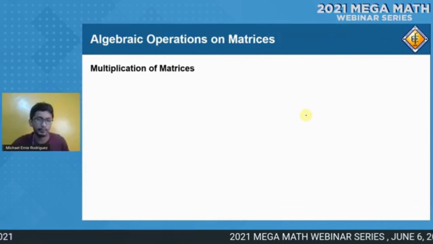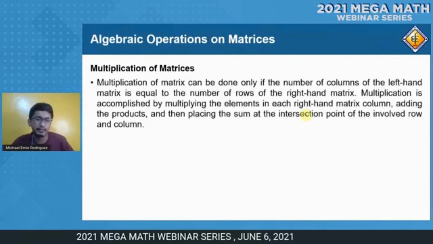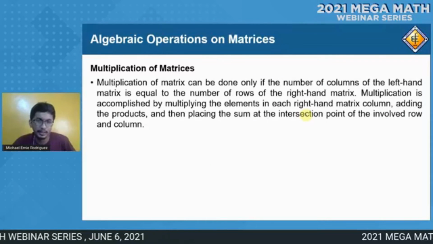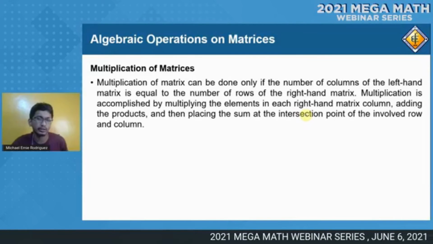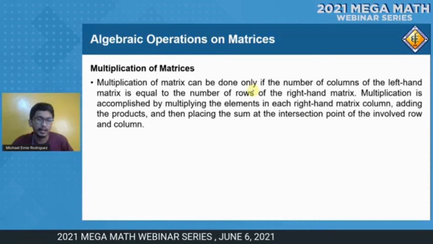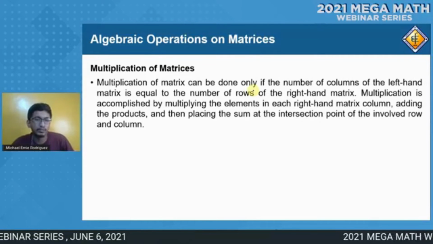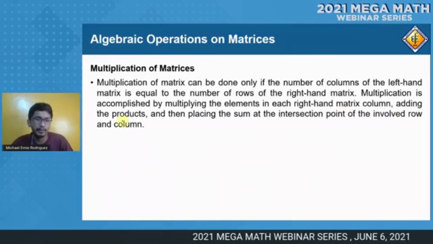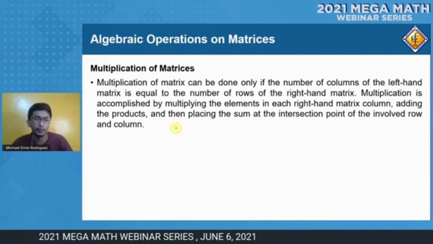Next is multiplication of matrices. Okay, so multiplication of matrix can be done only if the number of columns of the left-hand matrix is equal to the number of rows on the right-hand matrix. Yun ang condition. So kapag hindi ito na-met, you cannot multiply the two matrices. So multiplication is accomplished by multiplying the elements in each right-hand matrix column, adding the products, and then placing the sum at the intersection point of the involved row and column.